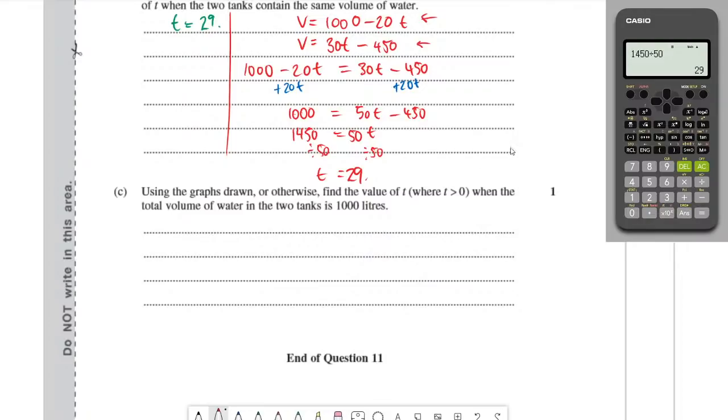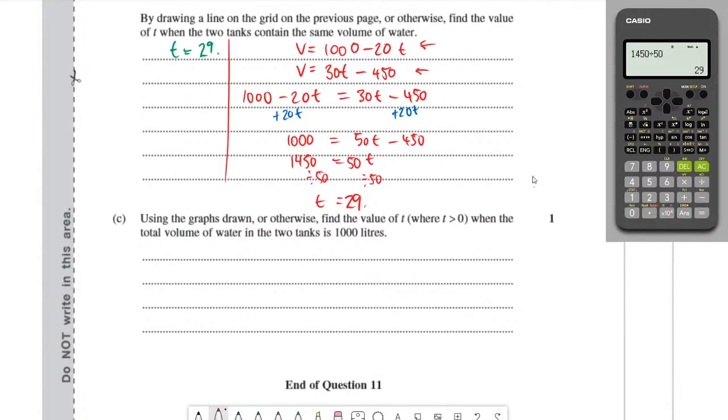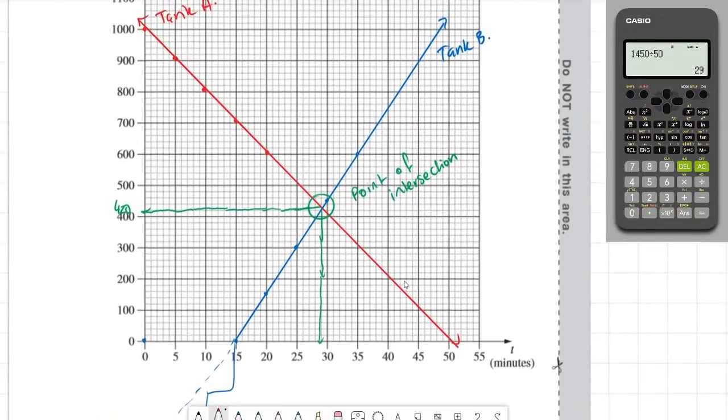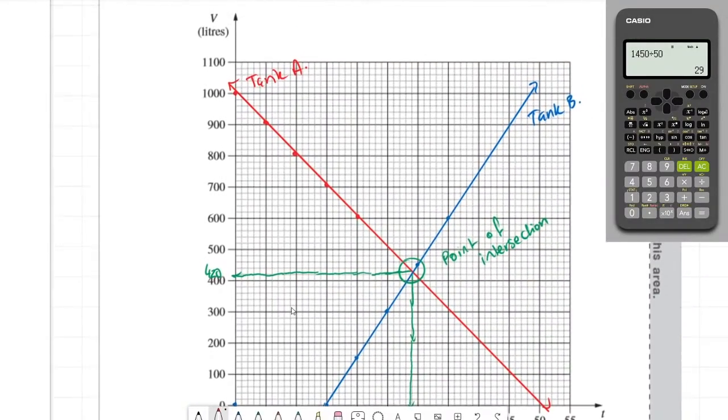the total volume of the water in the two tanks is 1,000 liters. So in other words, for what value of t is both of the volumes equal to 1,000? So when are they equal to 1,000 each? When is the total equal to 1,000? So looking at the graph, 1,000. So we're looking at all the different values.